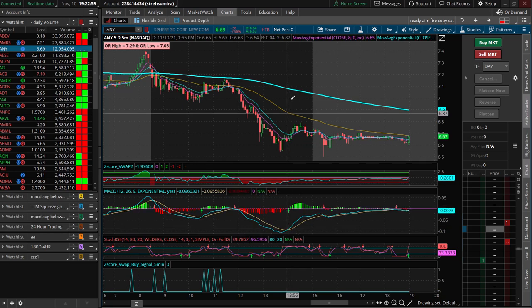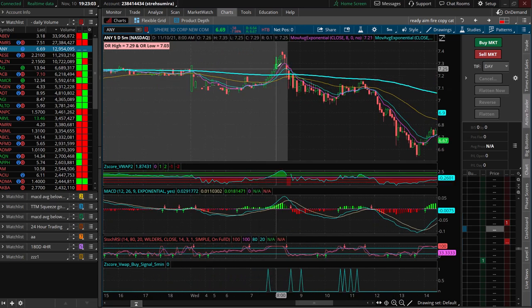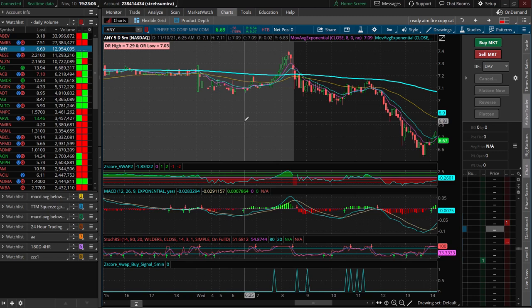And here you can see it's below the 200, so we don't want to take this trade. So you only want to take the trades that are above the 200 EMA. So that's the first part of it.